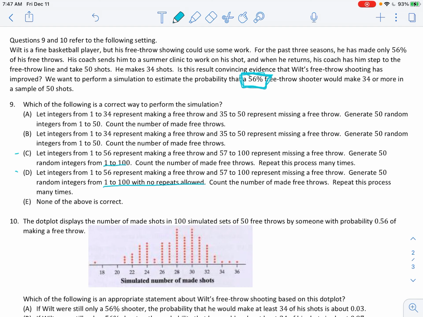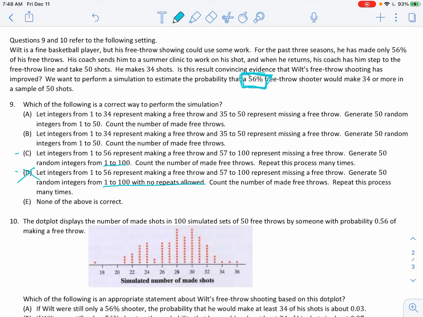So no repeats needs to represent when you select somebody out of a class, or you draw a card out of a deck and you don't put it back, or you draw a Scrabble tile, or there's something about when you select it, it has been used up and you don't want it to be selected again. I'm wanting to represent 56% of the time he makes a free throw. So if my calculator spits out a 2, it represents he made a shot. If it spits out a 2 again, that's still okay because it's representing him making a shot. It's not like he can't make that shot again. So repeats are allowed. That's why it's not D.